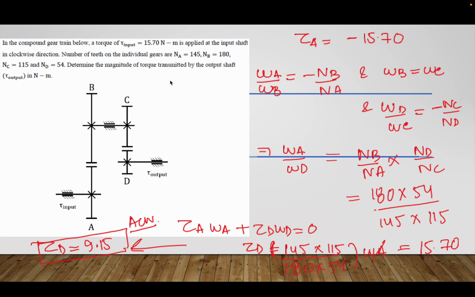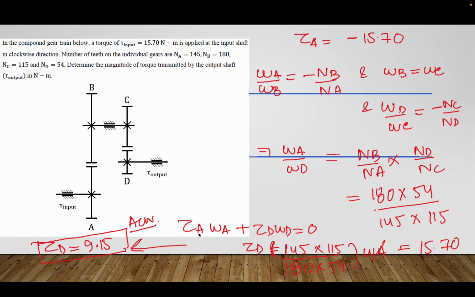Now the number of teeth on individual gears are given as NA, NB, NC and ND. So determine the magnitude of torque transmitted by the output. Okay, we know that we can use the power balance equation here. So the torque of input into omega input plus torque output into omega output must be equal to 0, right? So that is what I have written here.